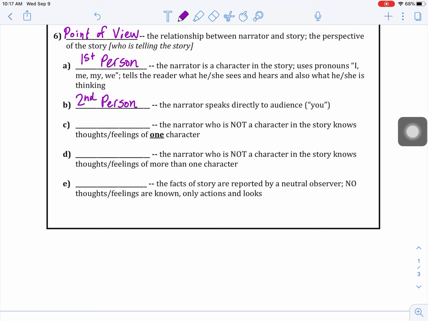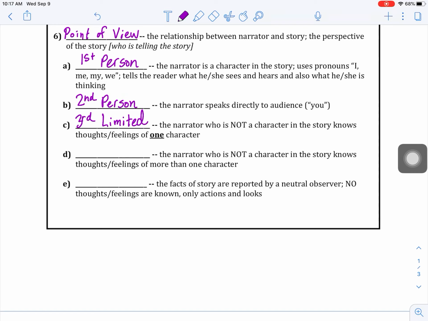The last 3 are variations of third person, but there are 3 different types of third person. So all of these have narrators who are not characters in the story. So letter C, which hopefully is a review for you as well, when you have a narrator who's not in your story and you know the thoughts and feelings of only one character, you have a limited perspective of what's going on in the story. It's a third person limited point of view.